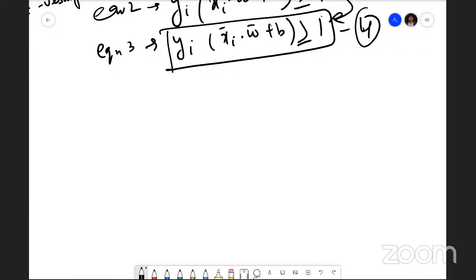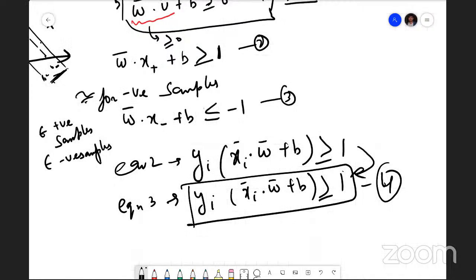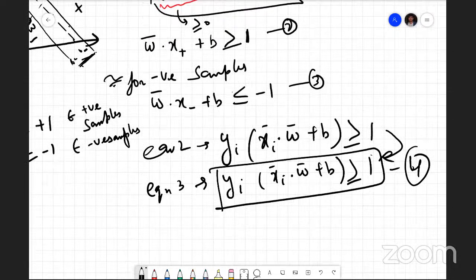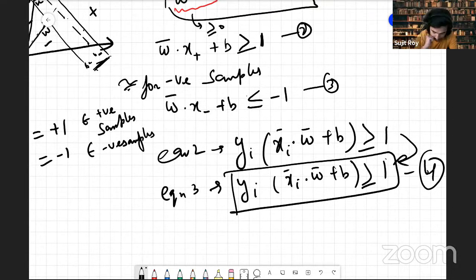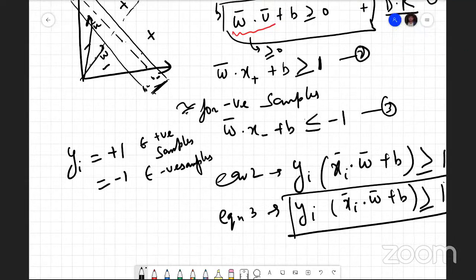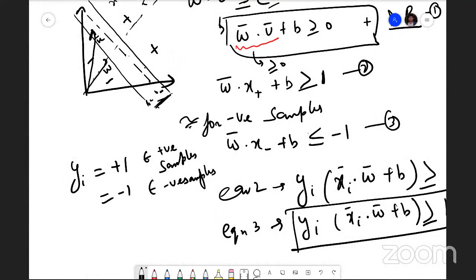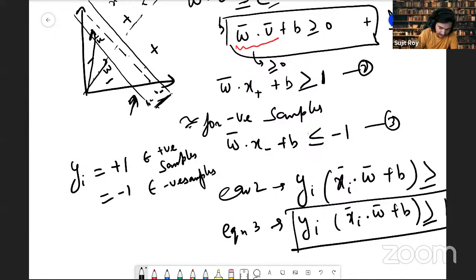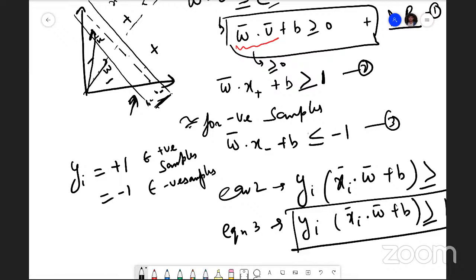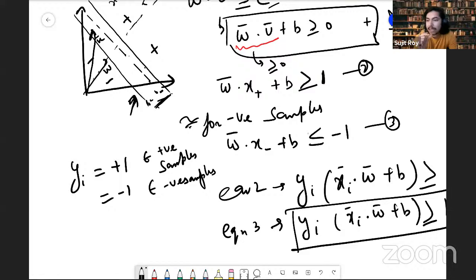But then equation 3 says that for all negative samples the value is less than or equal to -1, so that's basically below, to the left of, the bottommost boundary. Negative is here, as we draw, and positive is here. In that strip, we don't necessarily have condition 1 as true, because there is a range where the value goes between 0 and -1 when we project onto that space.